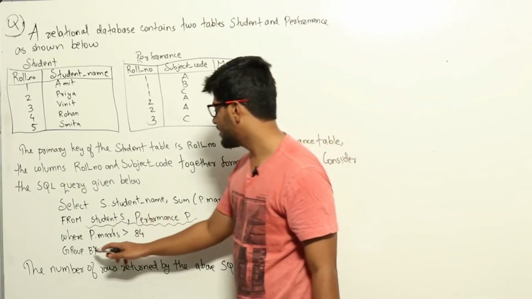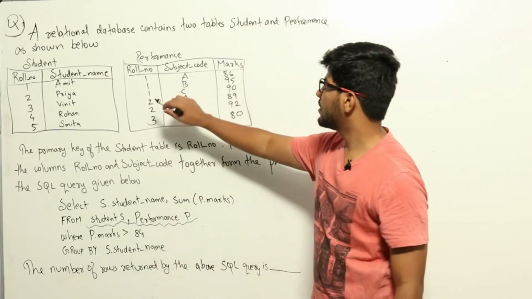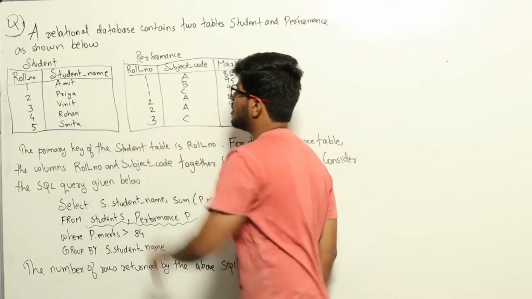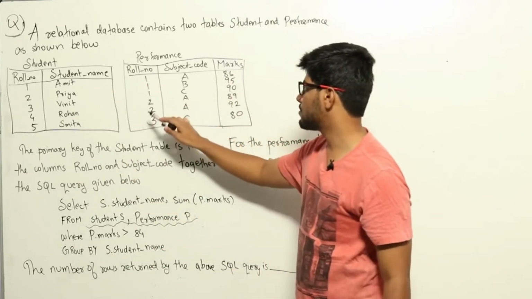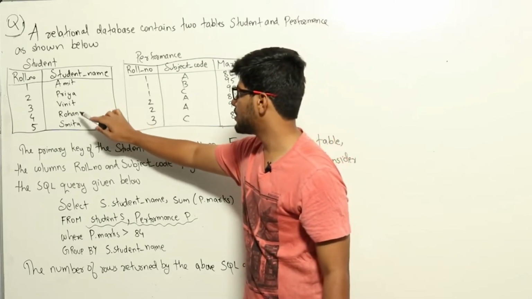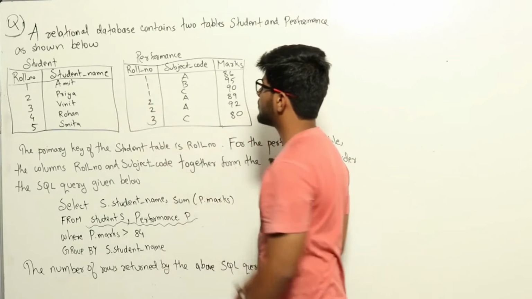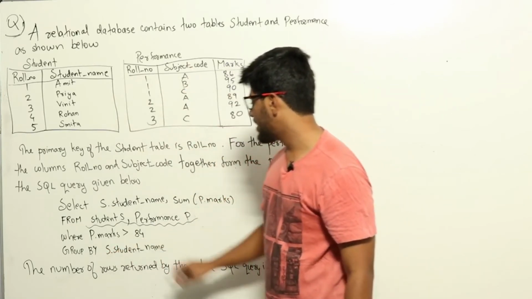Now on that we are doing group by student name. Now initially we were returning 25 rows. 25 rows meaning for the first row we are returning 5 rows from this table. For this row also we are returning 5 rows from this table. Similarly for each of these rows in the student table we are returning 5 rows from the performance table for the cross product. On that we are doing group by student name.